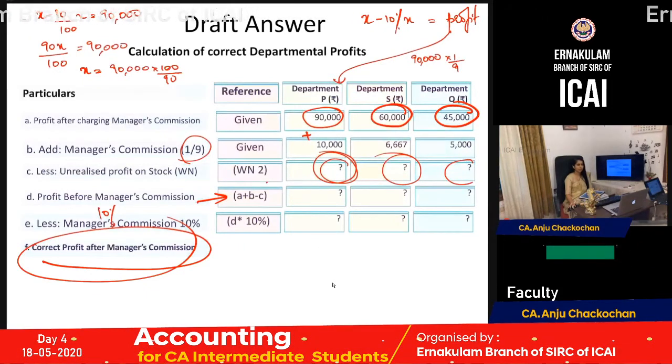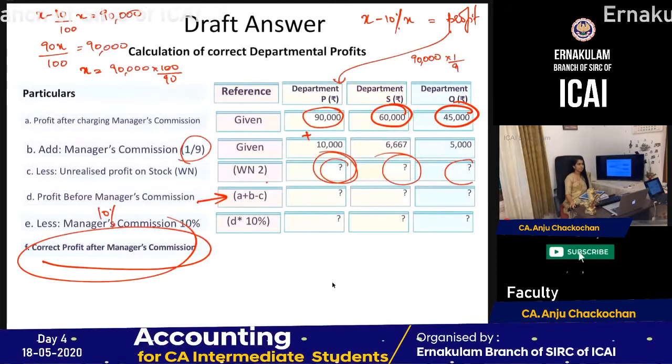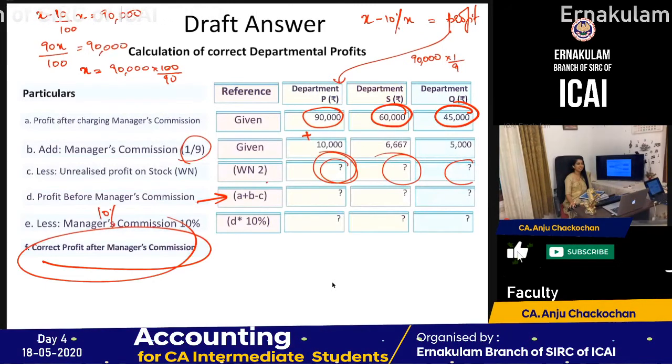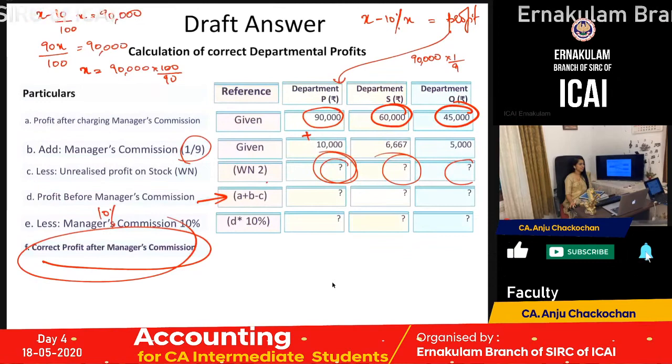We'll see how to compute the unrealized profit. The unrealized profit portion is very simple. We'll see to that.